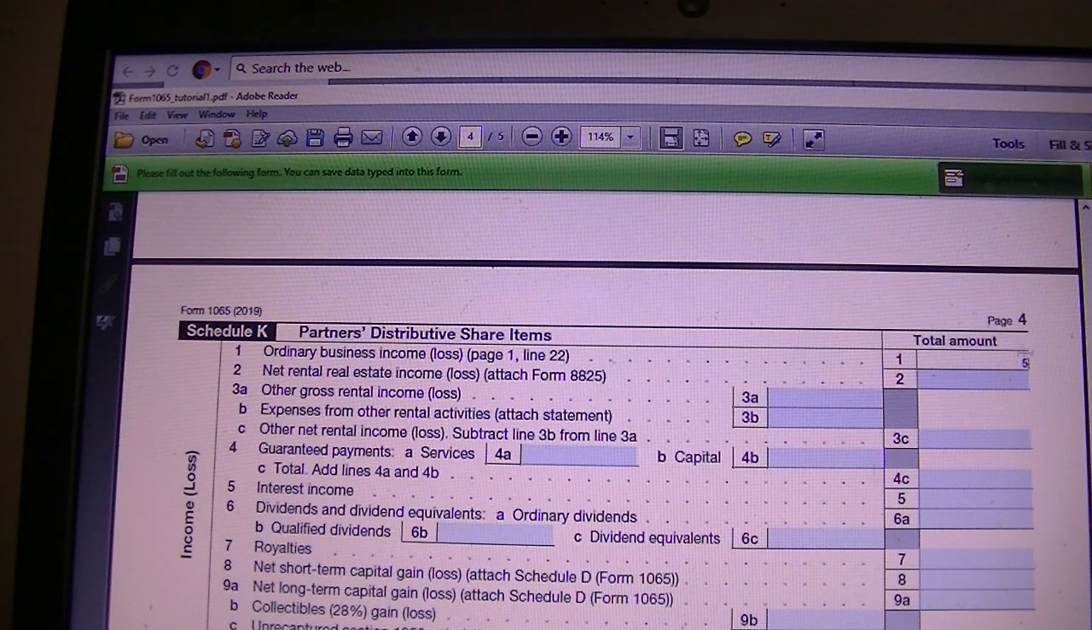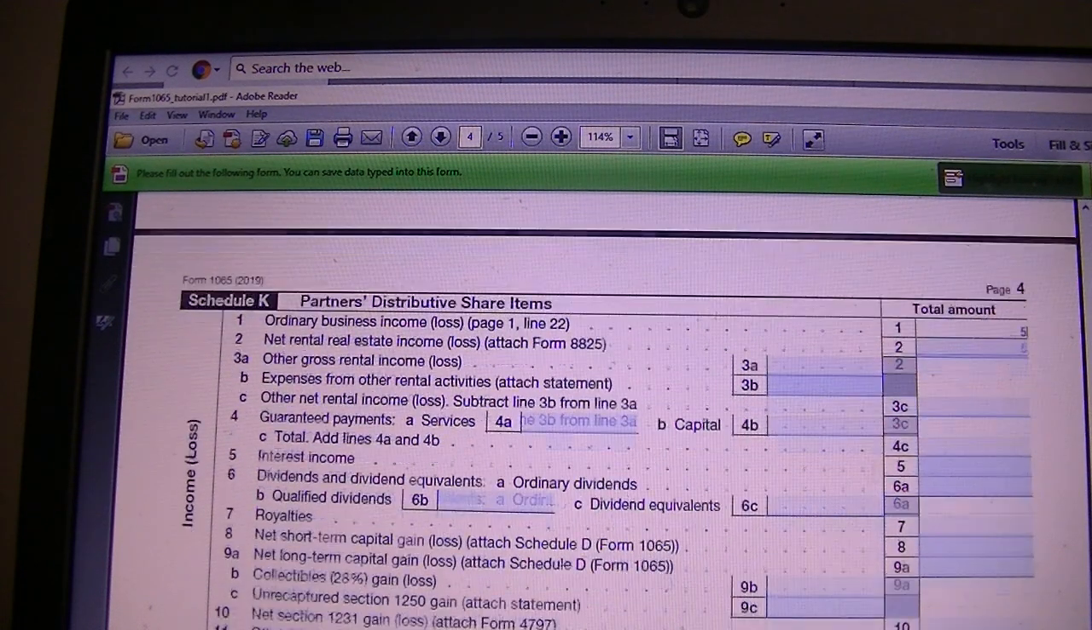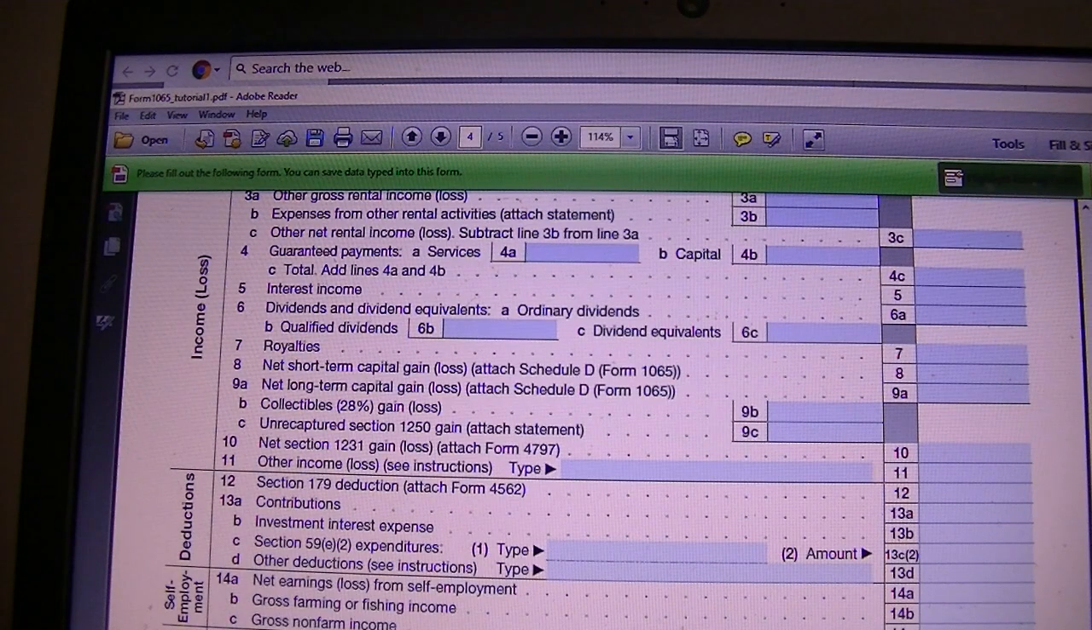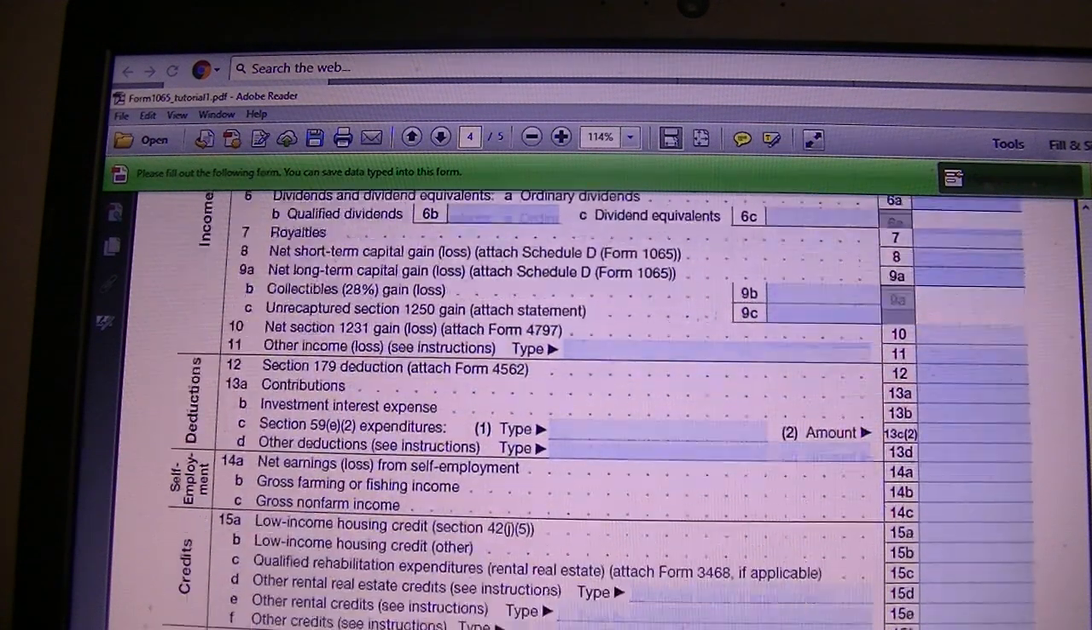So line 1 will be 5, and that's pretty much what we need to put here, because we already put our information on page 1. We don't need to fill up anything here. But if we have interest from our checking or savings account for that business, we'll put it here. Otherwise nothing will go there. And assuming that that's just the soap business, in our instance here, our schedule K is done. We don't need to fill up anything on schedule K here.